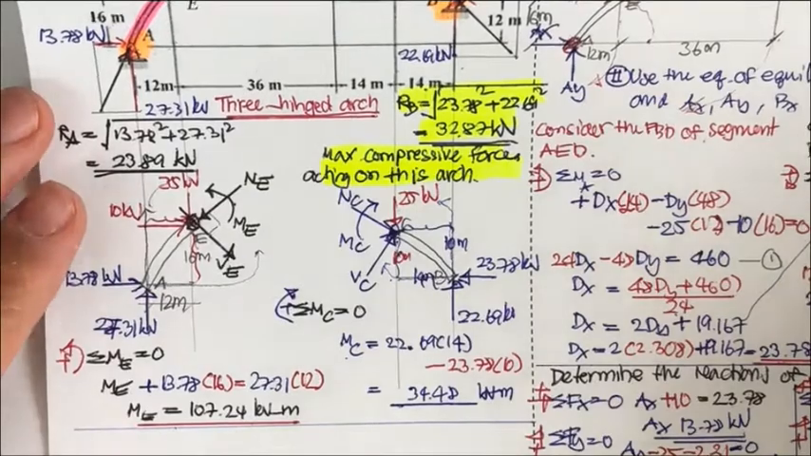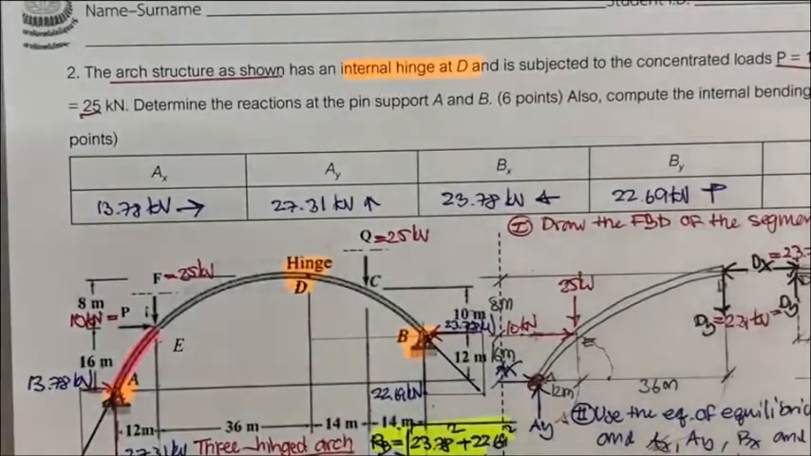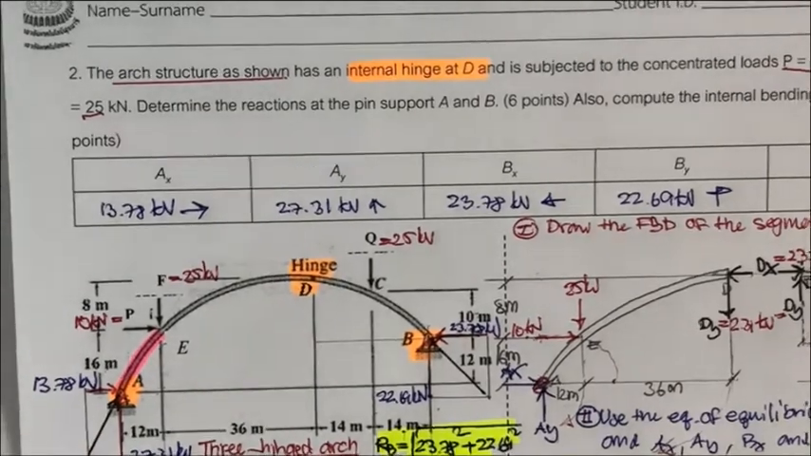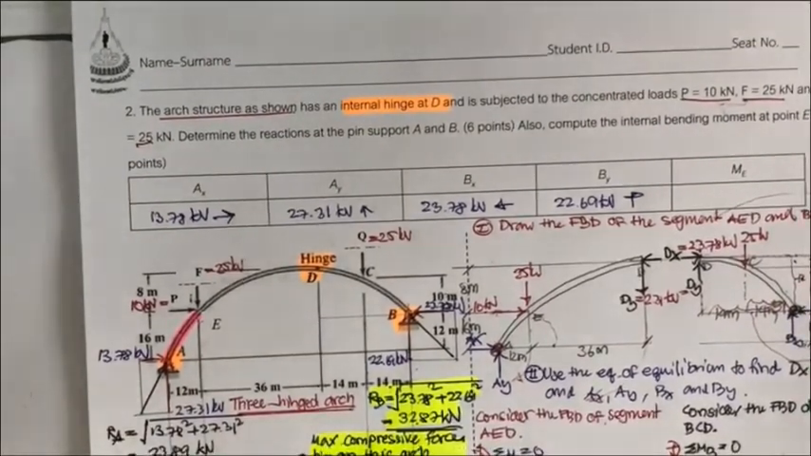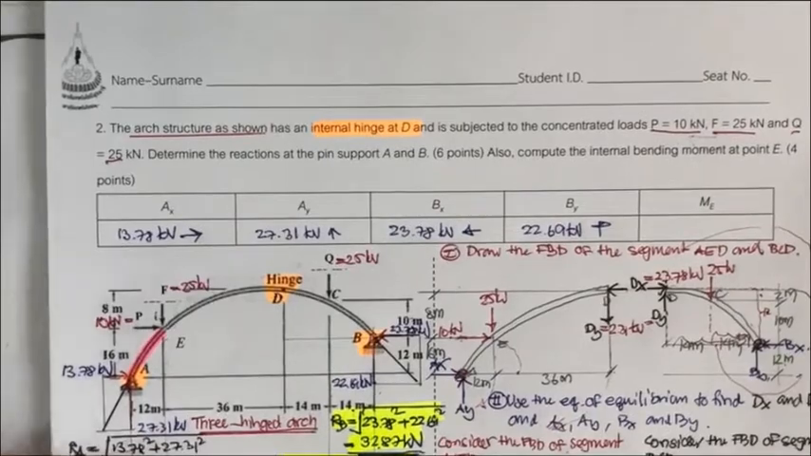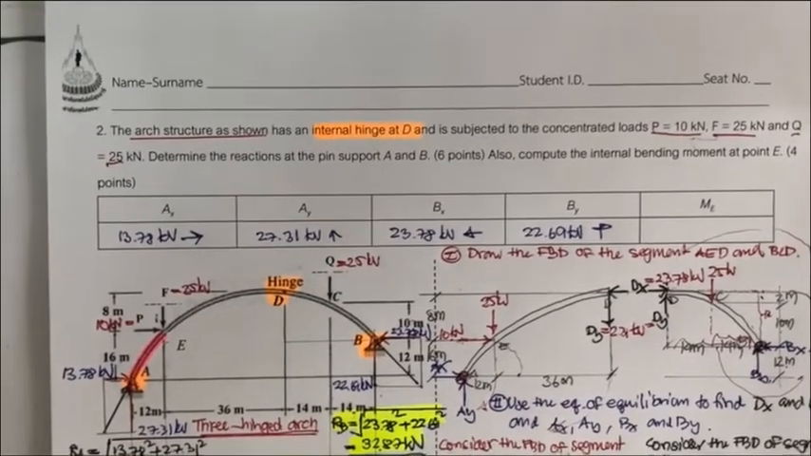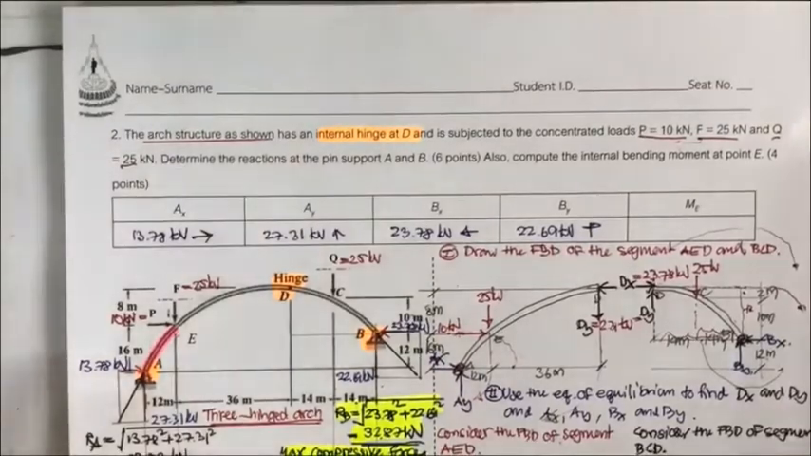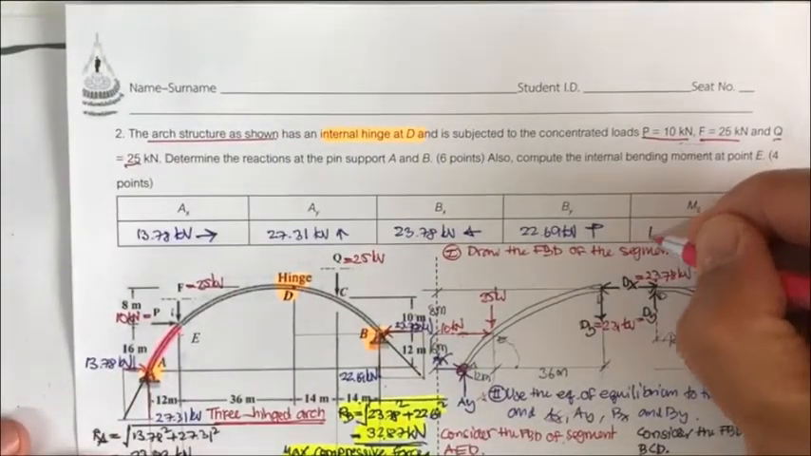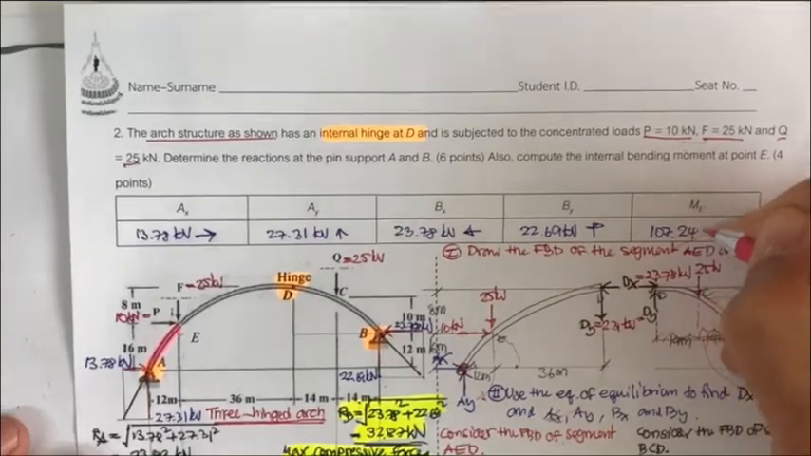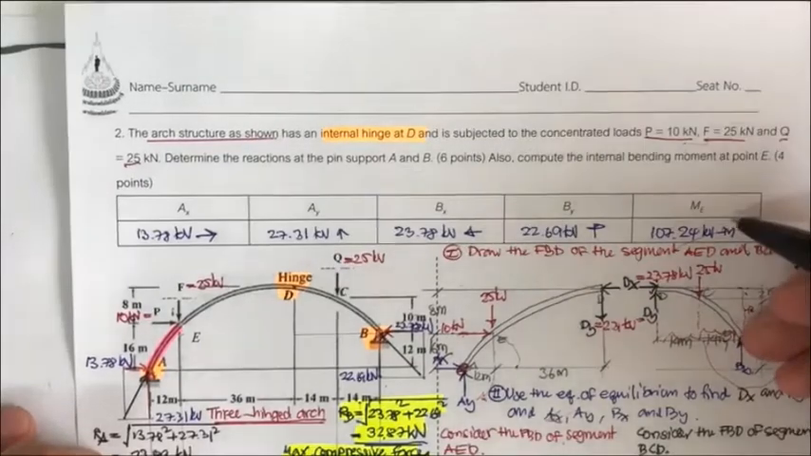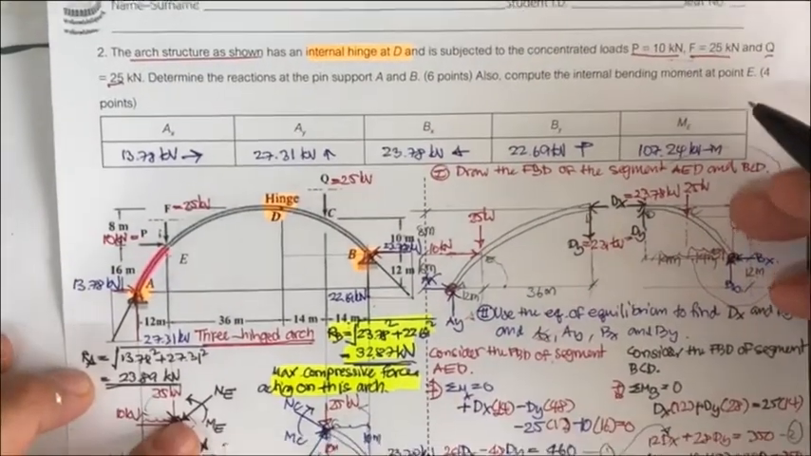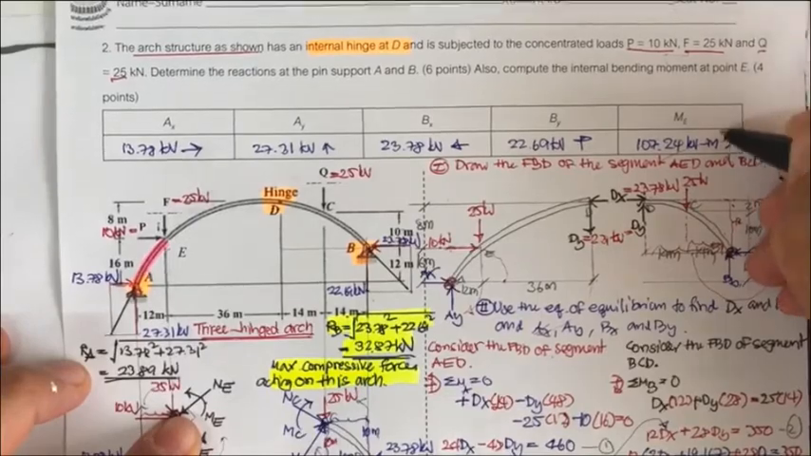This arch is not parabolic, it's not circular, or it's not cantilever shape. It's kind of in any shape. Okay, we don't know it because the problem statement didn't tell us anything about that. And then for this, we have the M sub E of 107.24 kilonewton meter, and it's rotated counterclockwise, as you may know from my finger here.